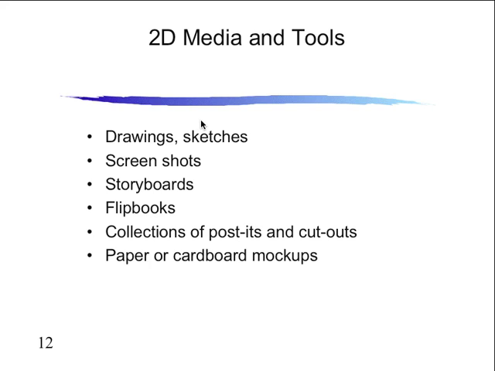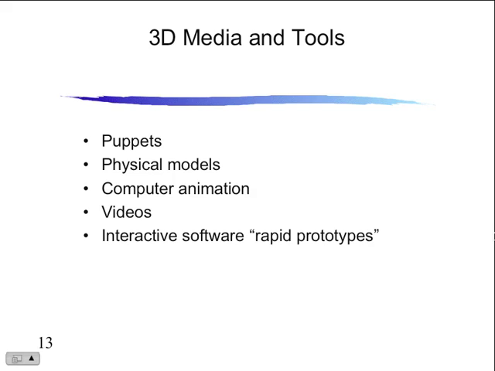You put little pieces of a cartoon character on it, and as you flip up the pages, the guy moves around and stuff. So that would be two-dimensional. That would be two-dimensional in terms of media tools. Collection, post-it notes, cuts, paper, cupboards, mock-ups, all sorts of different things.